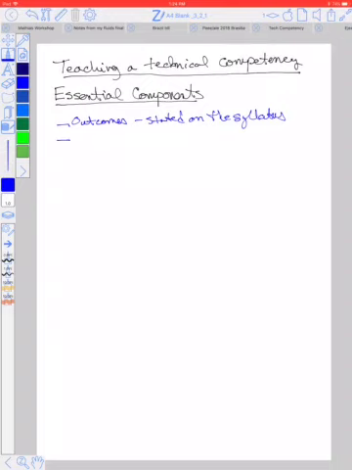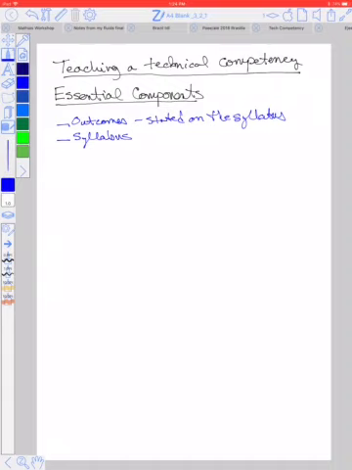The next essential component is, of course, a syllabus, and there are many different syllabuses that you can look at. I have my syllabuses on the wiki under the competencies that I teach of thermodynamics and fluid mechanics. Feel free to take a look, but the syllabus is an essential component.